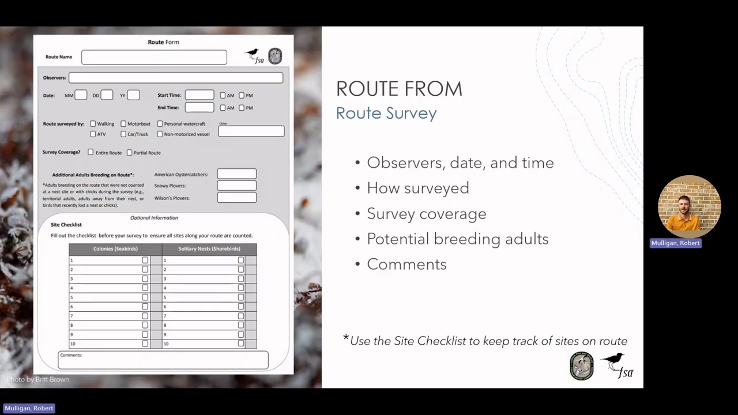Additional breeding adults on the route. More on these counts later. And comments. You can use this space to document any additional information, like further explain unusual observations, non-breeding birds, or banded birds. To help keep you organized, there is also an optional site checklist. You can use this space to keep track of what known sites are on your route, and if you visited them during that route survey.